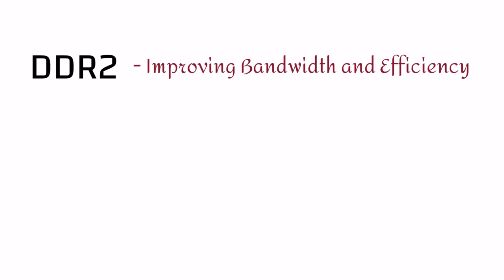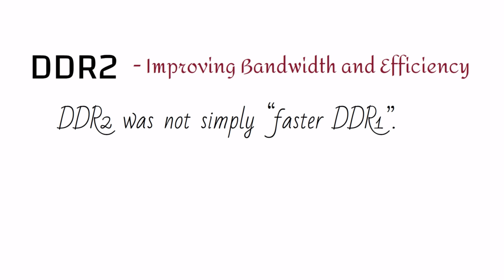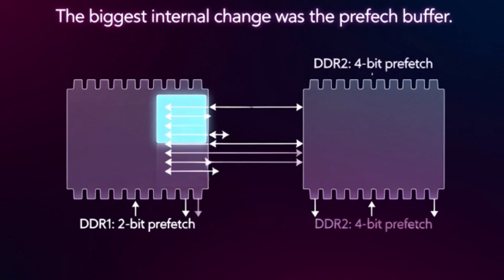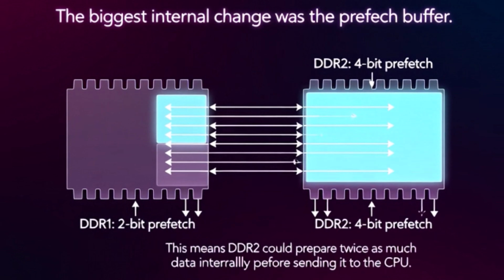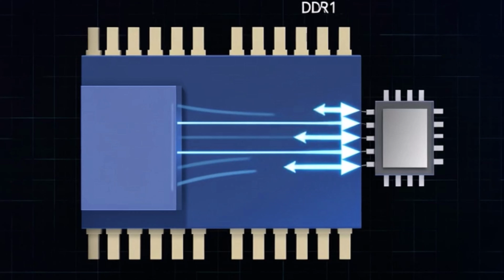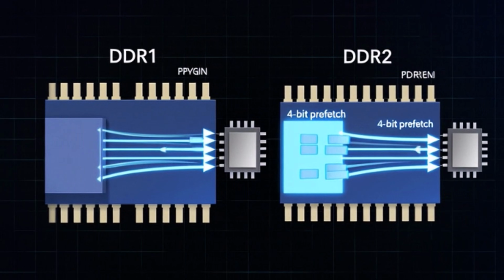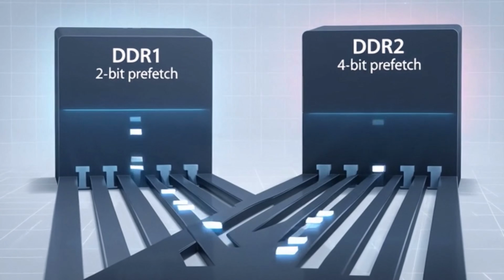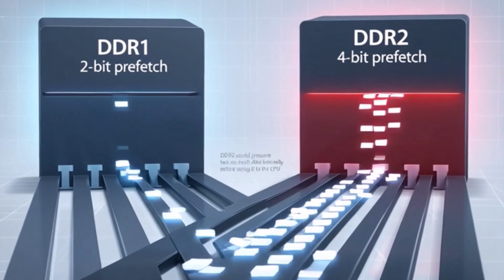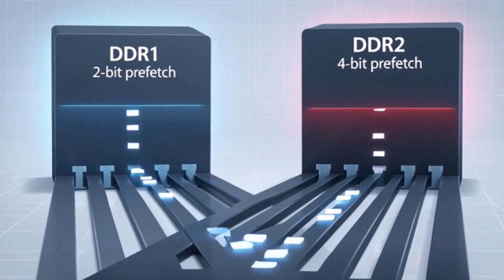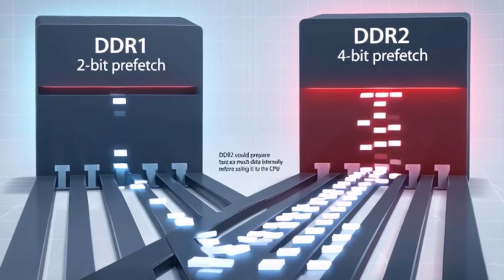DDR2 was not simply a faster DDR1. Its main goal was better efficiency and higher bandwidth. The biggest internal change was the prefetch buffer. DDR1 used a 2-bit prefetch. DDR2 increased this to a 4-bit prefetch. This means DDR2 could prepare twice as much data internally before sending it to the CPU. Even though the internal memory core did not run much faster, the output data rate increased significantly.